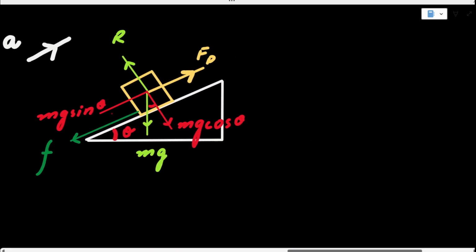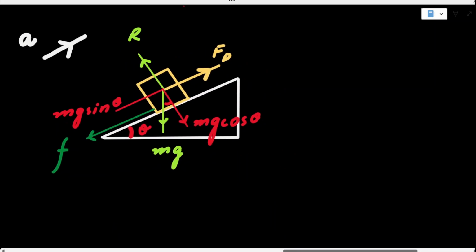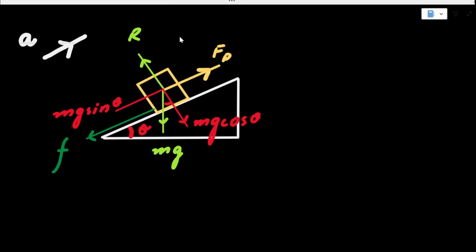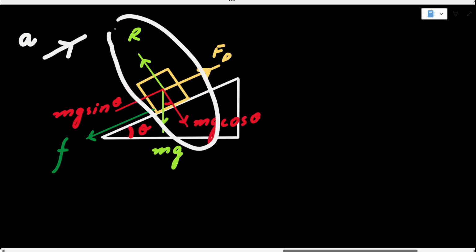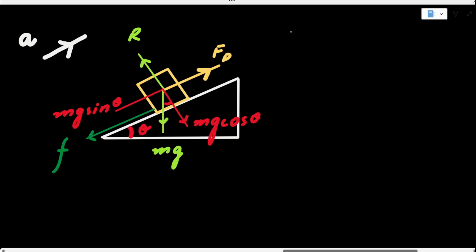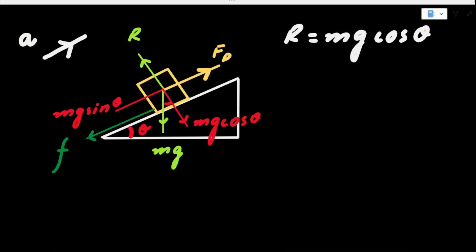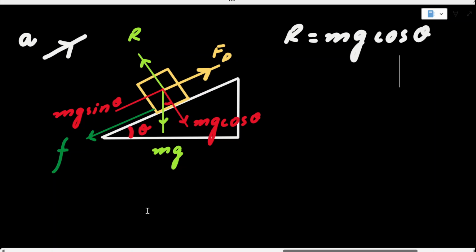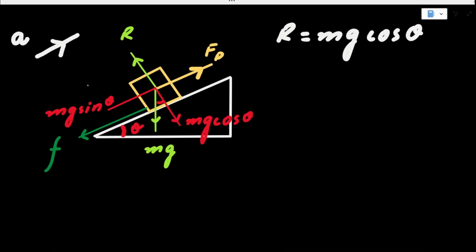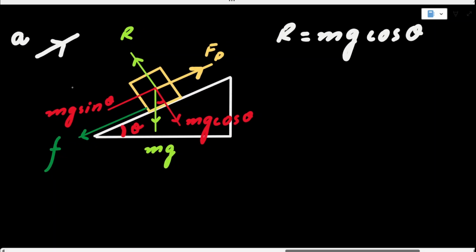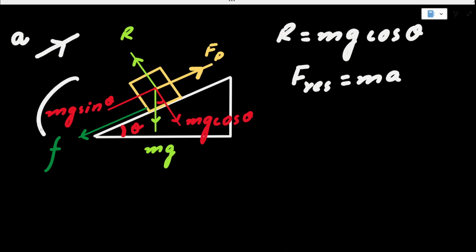Now let us write the equations for this case. Since there is no acceleration perpendicular to the slope, these two forces are equal. R equals mg cos theta. There is no acceleration in this direction. Secondly, there is some acceleration in this direction. So I have to write first F resultant equals ma. Now what is the resultant force in this direction?